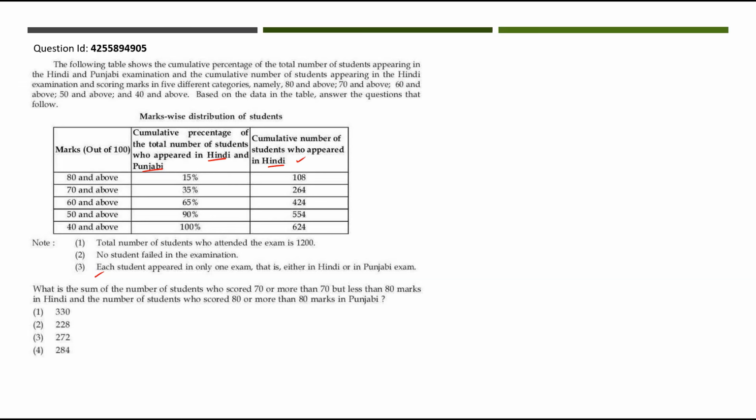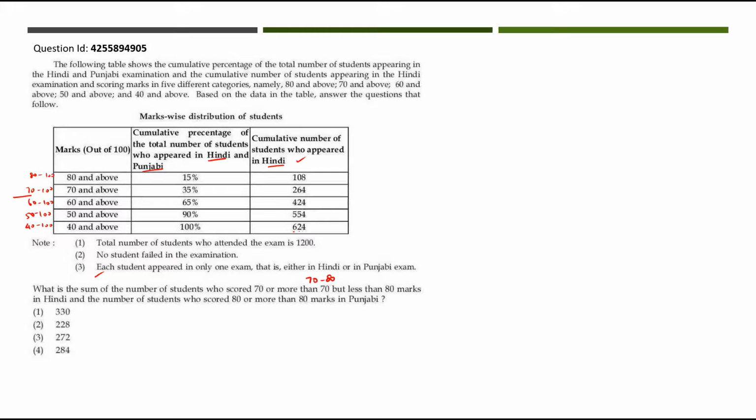Actually, here you have to understand one thing. The count of students who appeared in Hindi exam is actually getting increased from top to bottom. This is given for out of 100. So this is 40 to 100 for this row, 50 to 100 for this row, 60 to 100 for this row, 70 to 100 for this row and 80 to 100 for this row.